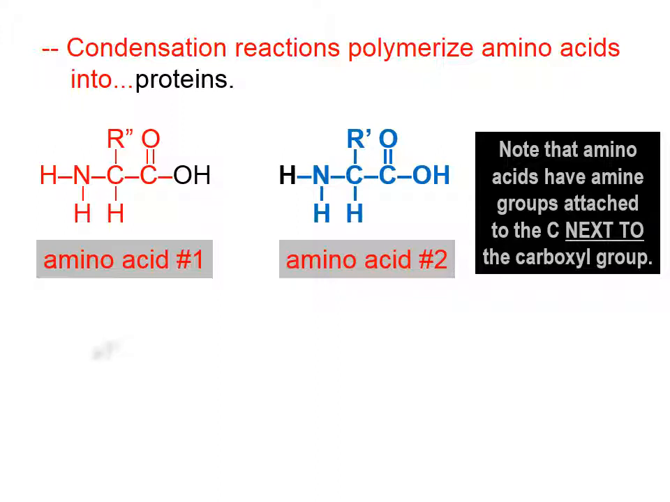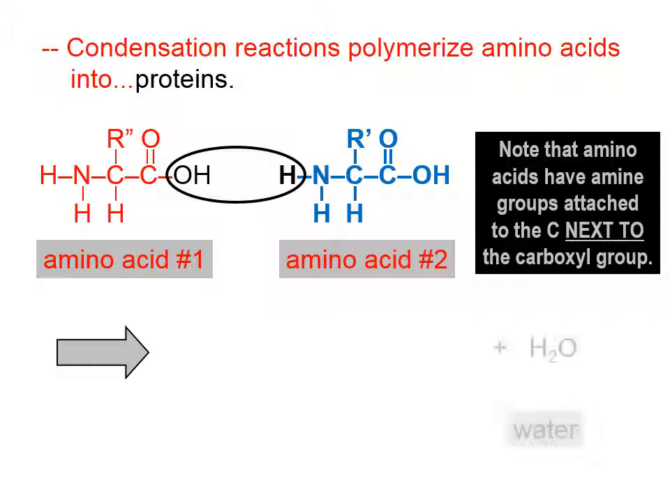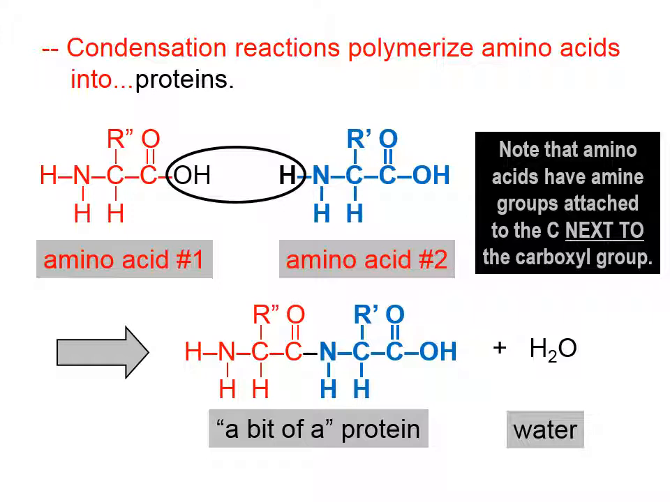And so what you can see here is that we're going to take the OH from the carboxyl group, and we're going to take an H from the other molecule's amino group, and we're going to form water, and then what's left is going to join together. That would be a bit of a protein, and we could continue doing this at one amino acid on each end until we get this huge chain of amino acids, and long chains of amino acids we call proteins.